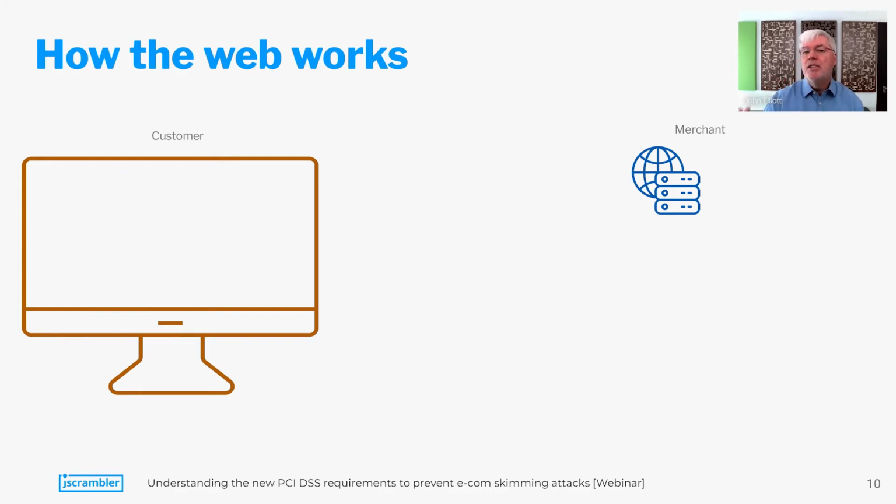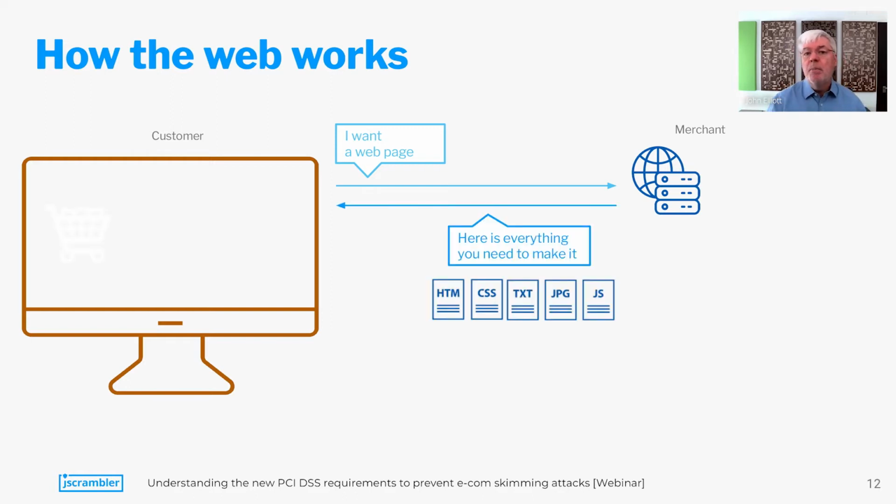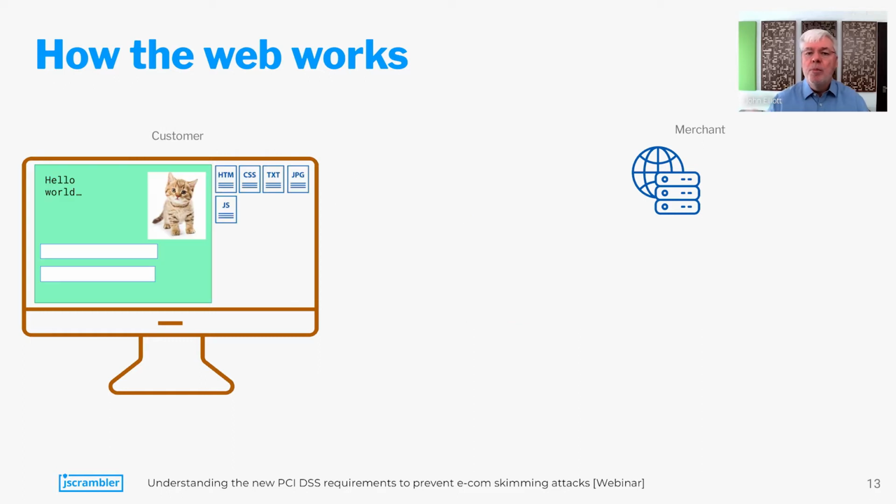So if we take a very quick look at how the web works, and I'm sorry if this is like a revision for everyone, but I'll just be quick about this. When your browser visits a merchant's website, it says to the merchant's web server, hey, can I have a page? And the web server is going to respond with everything that's needed to make a page, and that's going to consist of some HTML, a cascading style sheet, some text, some graphics, and some JavaScript. Your browser, whether that's Edge or Chrome or Safari, will take all of that content and render it to make a web page.